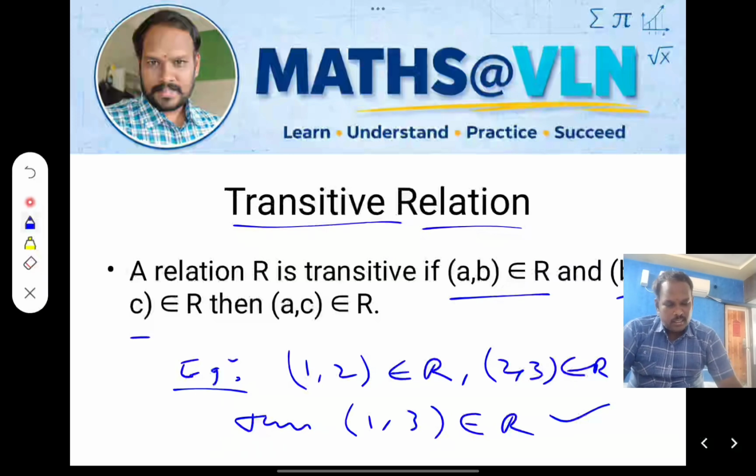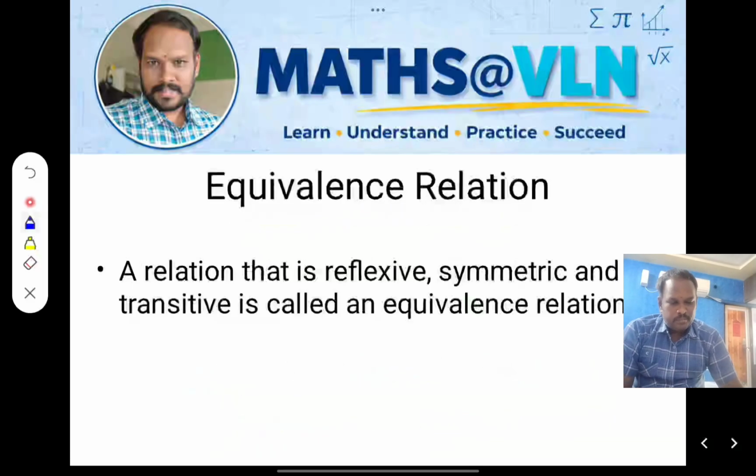Transitive is very important. Try to remember the main point here: if you fail to prove it is not transitive, then we call it a transitive relation.